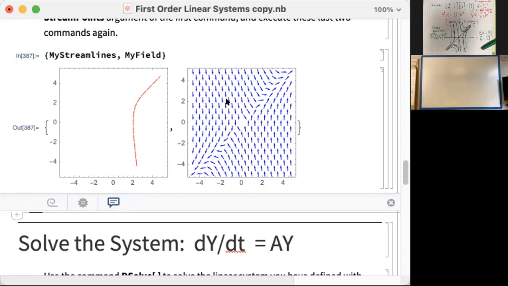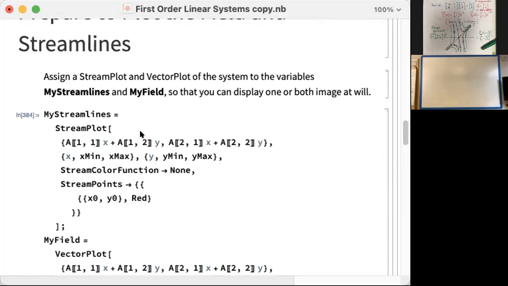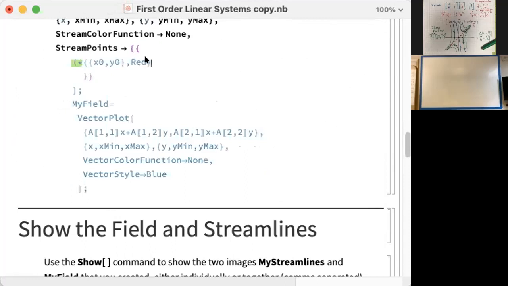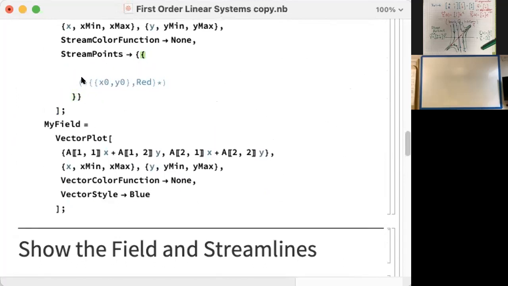There's the field and the streamlines. Now in my face portrait, I had a lot more streamlines, right? Because I added streamlines along straight line solutions. I could go back and do that. So let's say for stream points, let's comment out the initial condition first. And let's throw down a lot of initial points that match those straight line solutions.